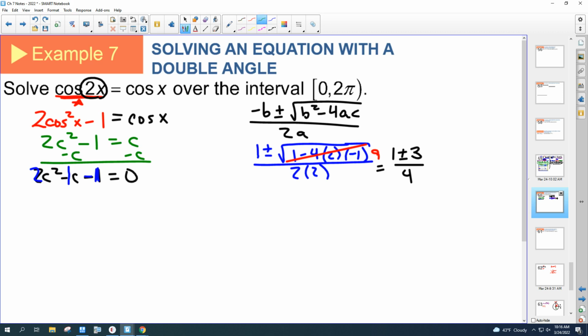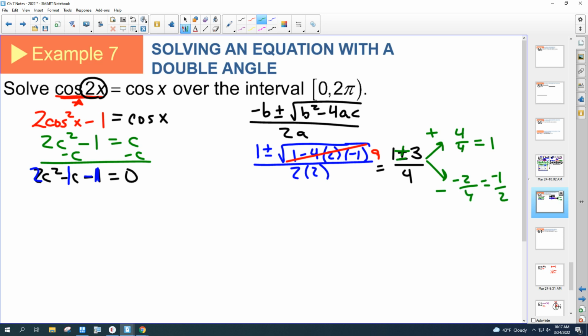Here's where I talk about branching. I call it branching. You've got 2 branches, and the top branch is when you add. I'm going to do 1 plus 3. That's 4. Don't forget to divide by 4. You get 1. The bottom branch is when you subtract. I've got 1 minus 3. That's -2 over the 4. Reduces to -1/2 right there.